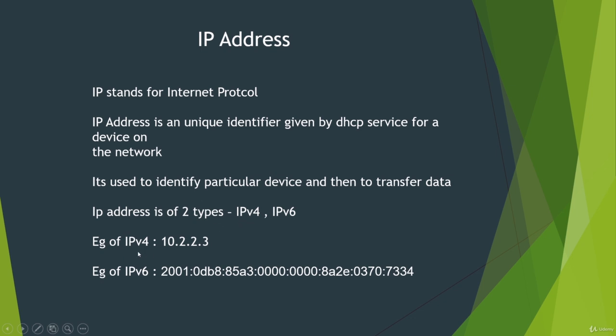Here is an example of an IP version 4 address, 10.2.2.3. Don't worry, I will explain it in the next slide. And this is an example of IP version 6. Here I said that it is 128-bit, but there are only 32 hexadecimal digits. In this hexadecimal format, each digit represents 4 bits. So 32 into 4 gives 128. And you can see each group of 4 digits is separated by a colon.